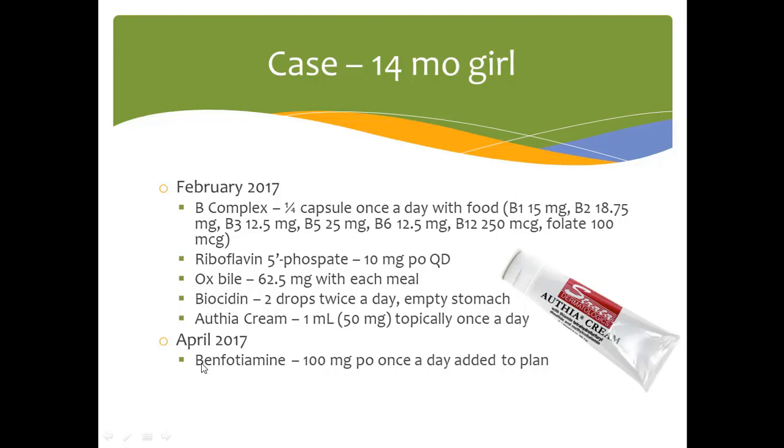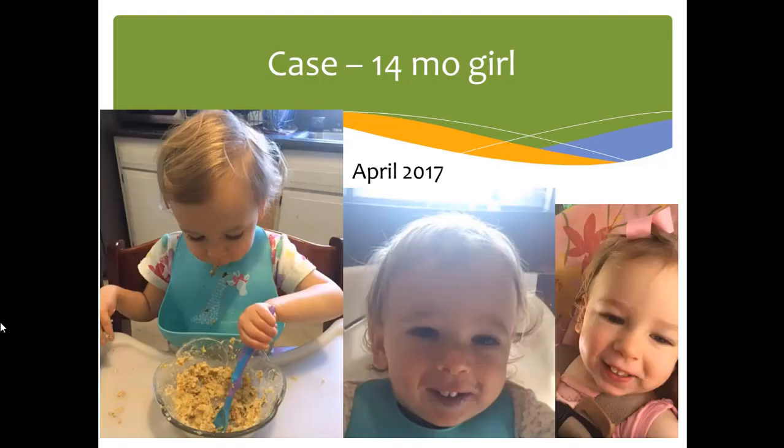And so then we added benfotiamine, 100 milligrams once a day, to her plan. So I went high here. It's a very safe, non-toxic form of B1, and this is where we saw the spark. She started using her hands. She still has some wrist drop here, but she wasn't even using her hands before. She started feeding herself, and she started smiling. I think she most likely felt better, and potentially her muscles were even working better so that she could smile.